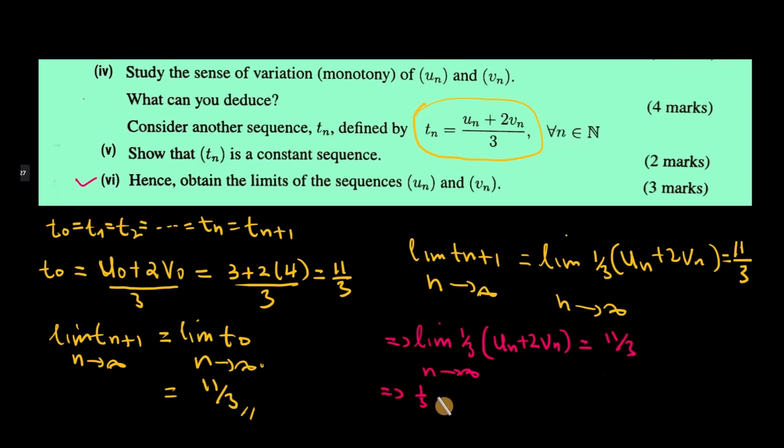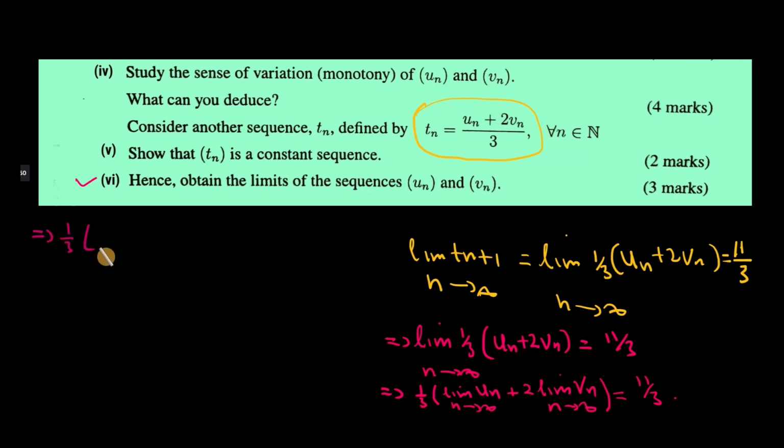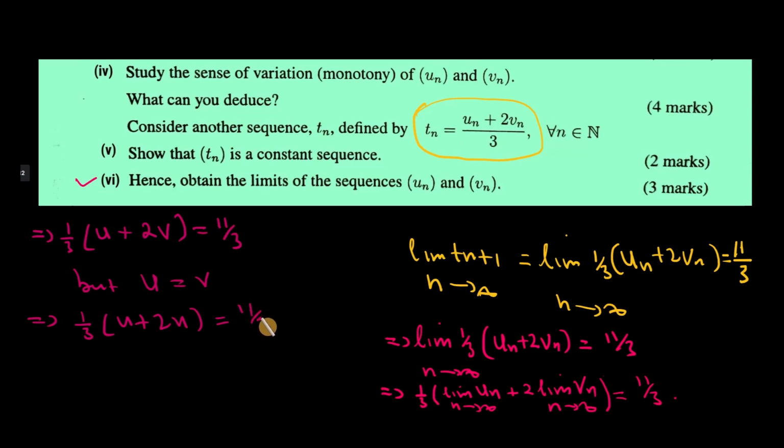That means 1/3 into lim Un as n tends to infinity plus 2 lim Vn as n tends to infinity is equal to 11 on 3. That means 1/3 into U plus 2V is equal to 11 over 3. Since we said lim Un was U in the beginning and lim Vn was V, but we verified that U was equal to V, that means 1/3 into U plus 2U is equal to 11 on 3. U plus 2U is 3U. That means 3U over 3 is equal to 11 on 3, meaning U is equal to 11 on 3.